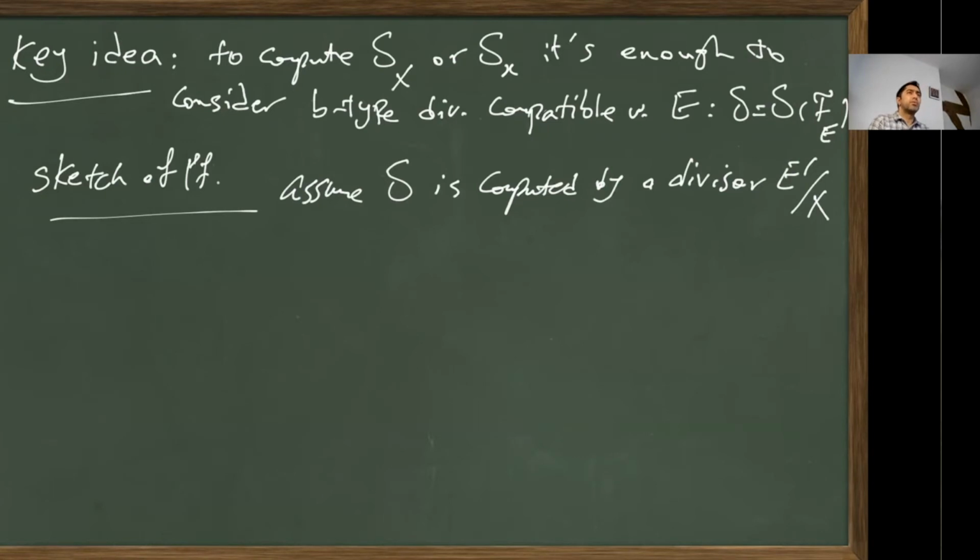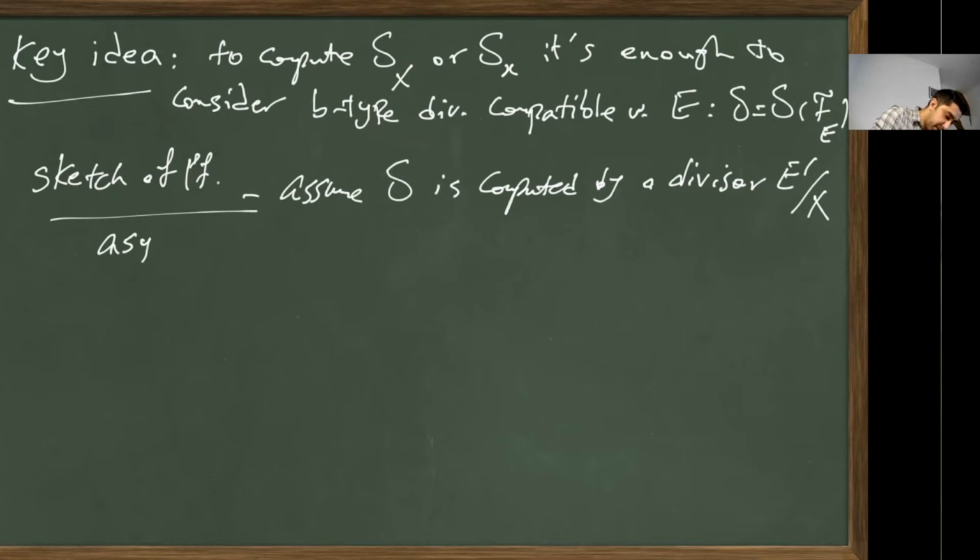So those experts know that there is a different way of defining delta with respect to divisors over your variety. Vanier defined this a few days ago. But anyway, suppose this is true, which is not known to be true. I'll come back to this in a second. So assume you have a divisor E prime that computes delta.